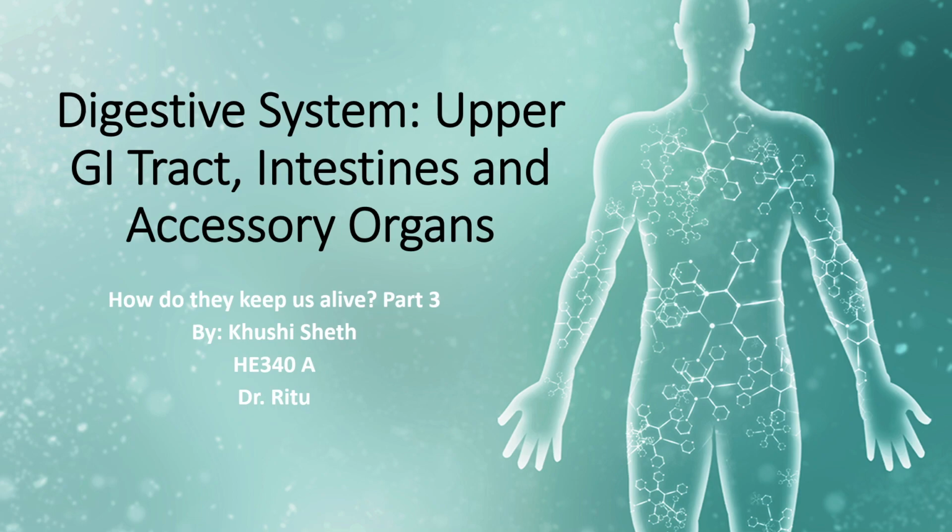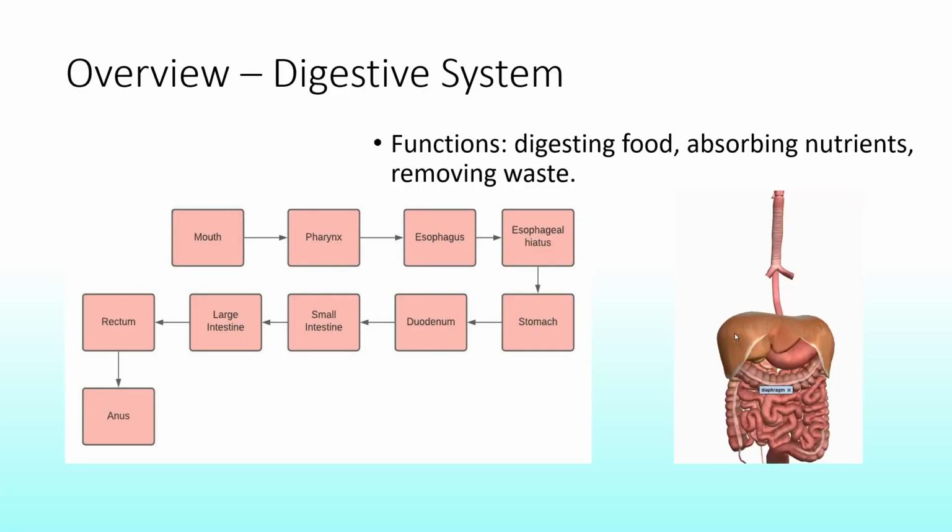Hi everyone, so today we'll be talking about the digestive system. This includes the upper GI tract, the intestines, as well as the accessory organs. So let's give an overview of the digestive system. Functions are digesting food, absorbing nutrients, and removing waste.